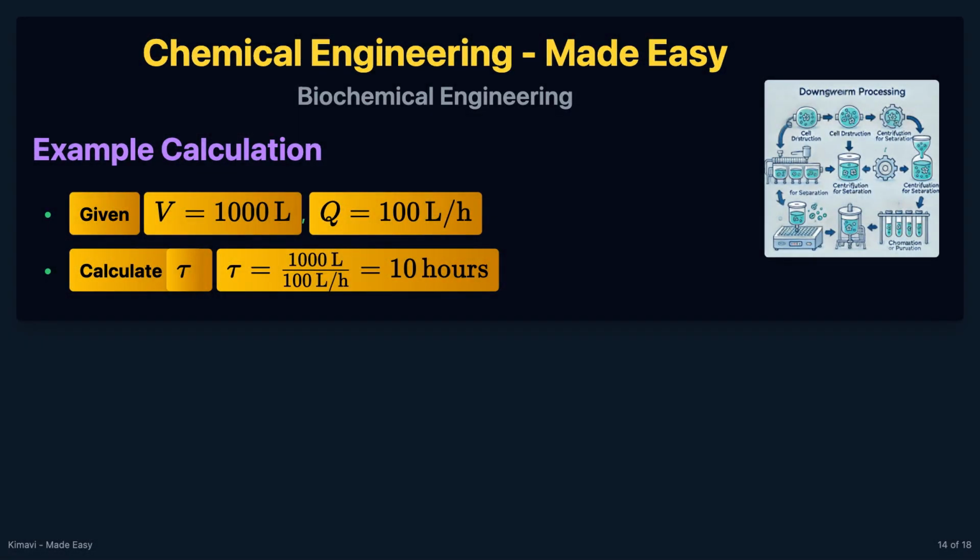Consider a stirred tank bioreactor with a volume of 1,000 liters and a volumetric flow rate of 100 liters per hour. The residence time, tau, can be calculated as follows. Tau equals 1,000 liters divided by 100 liters per hour, which equals 10 hours.